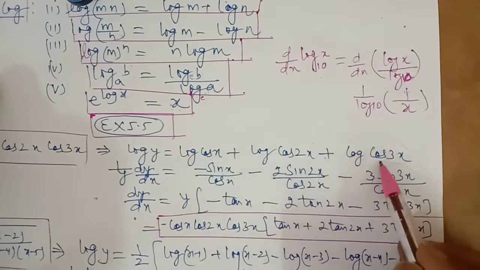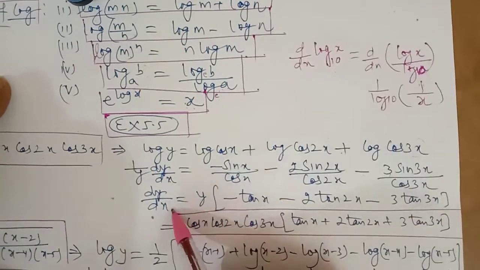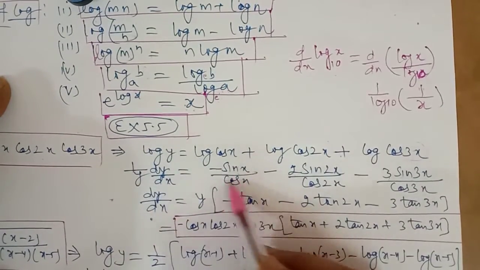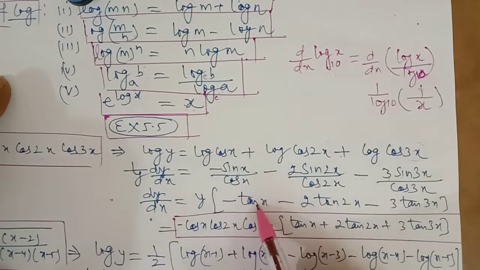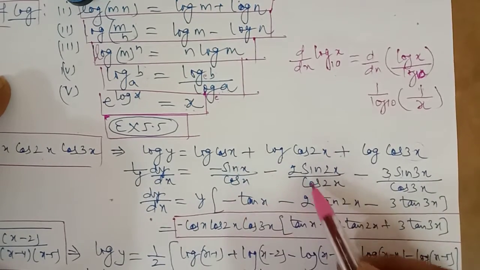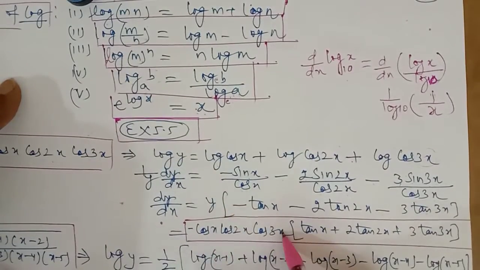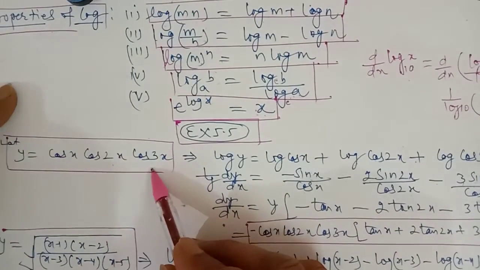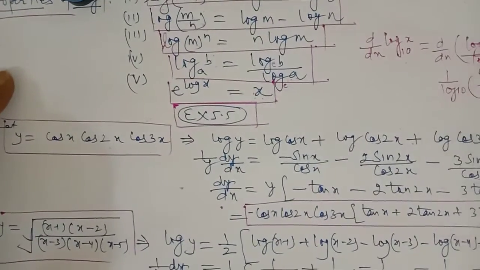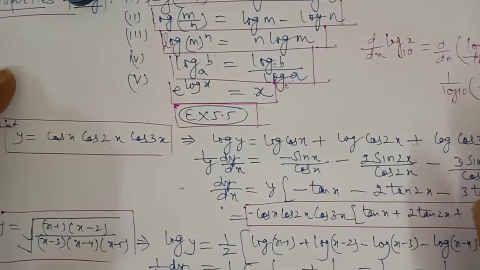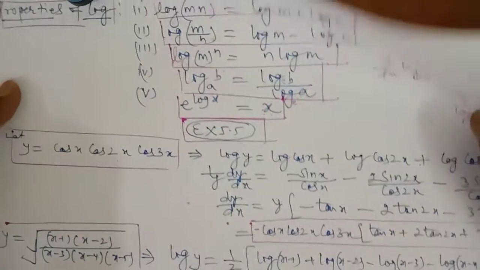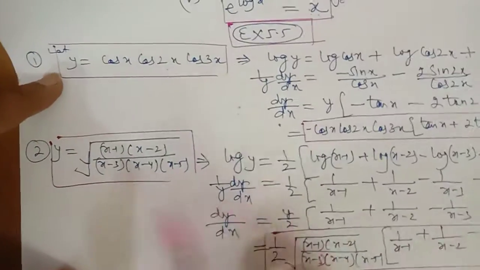Simply you have to individually differentiate the functions and dy by dx will be equal to y multiplied by this: minus tan x, minus 2 tan 2x, minus 3 tan 3x, and put the value of y here. You know the value of y. So by taking the logs, you don't have to use the product rule or quotient rule. So plus or minus will be there, and you can do it very easily.